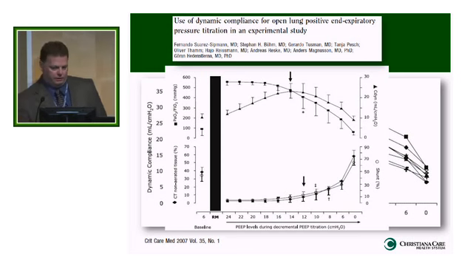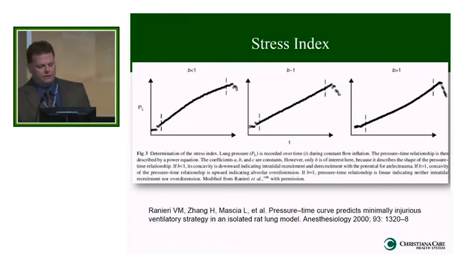So what this shows is that if you use the dynamic compliance of the patient, you might be in the ballpark for some sort of a sweet spot for ventilation where you're being gentle but you're recruiting the lung. Stress index, and Jeff put this up.